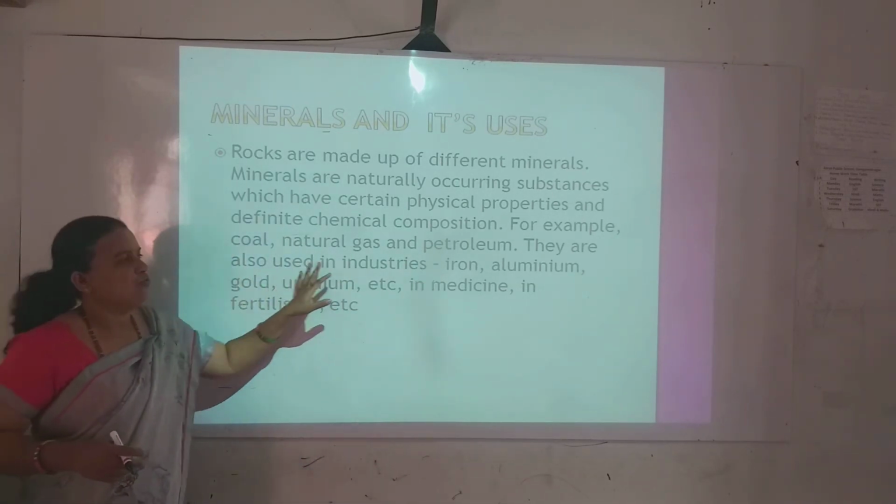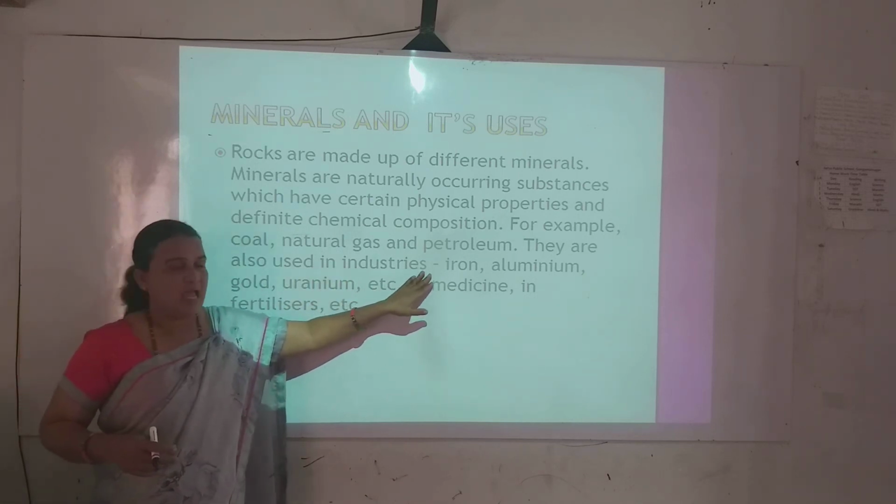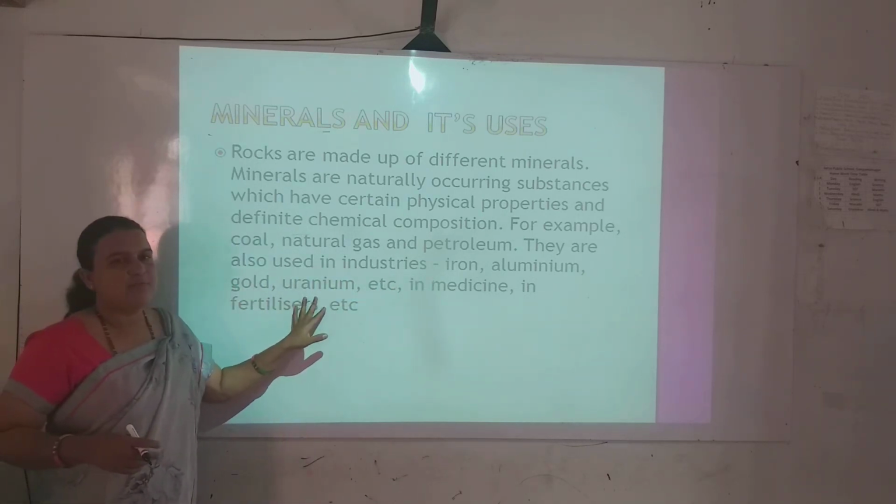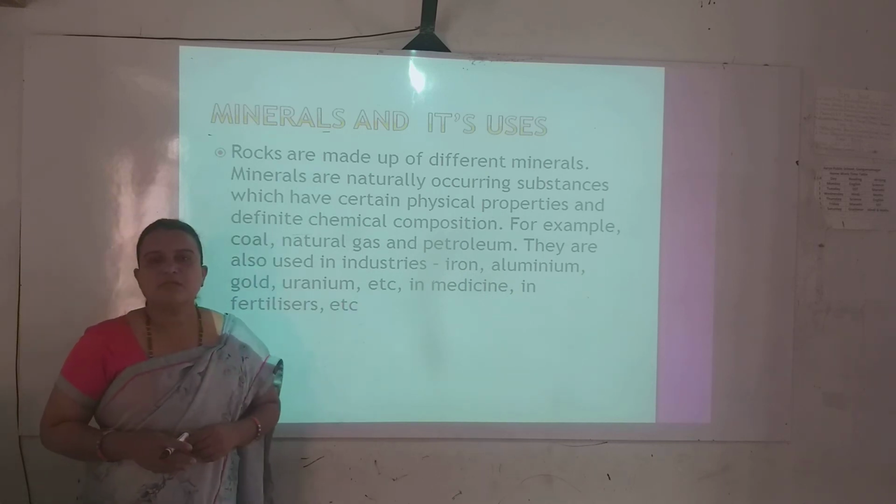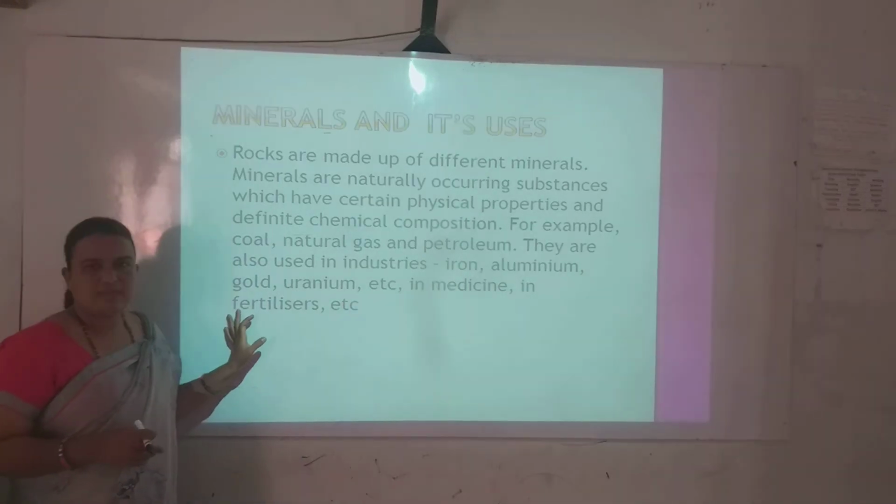They are also used in industries, such as iron, aluminium, gold, uranium, etc. Sometimes these minerals are also used in medicines as well as fertilizers.